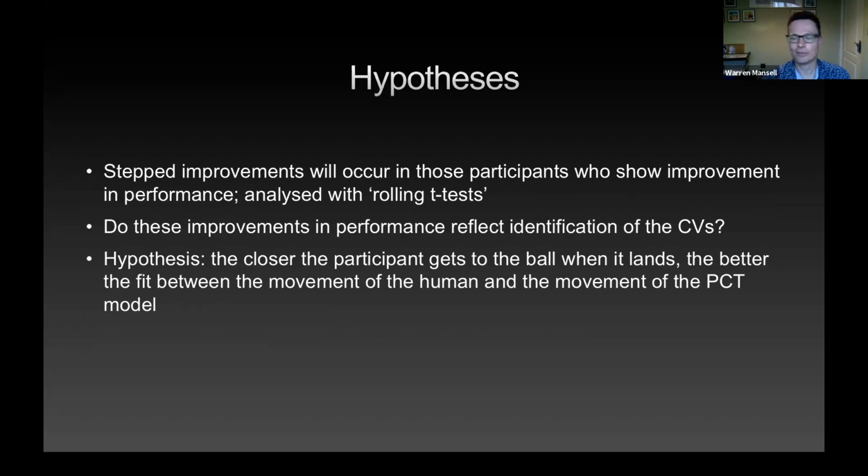And we did this using what's called a rolling t-test, where we compare, I think it was 20 trials before and after a certain point. And we can see if there's a sudden improvement over a certain section of this continuous measurement. And then we have tested whether these improvements actually lead to a greater correspondence with the way that the functional model does the catching task. And we hypothesized that the closer the participant gets to the ball when it lands, the closer the fit will be in their movements to the movement of the functional model.